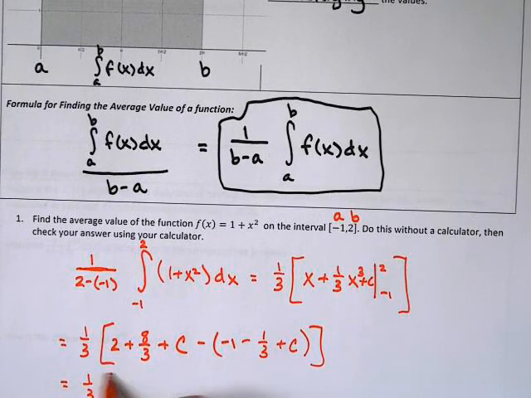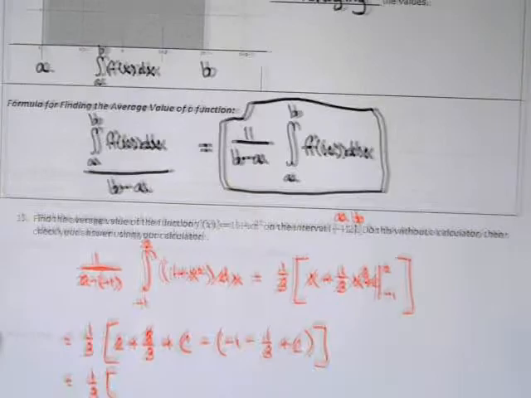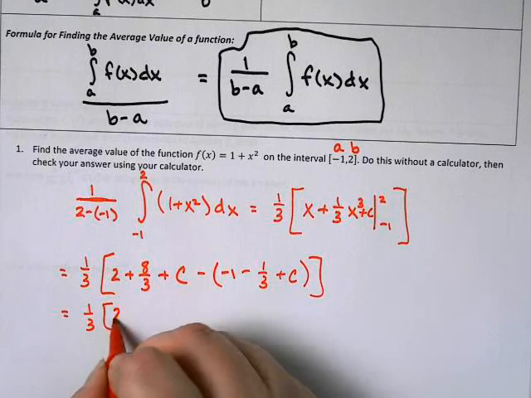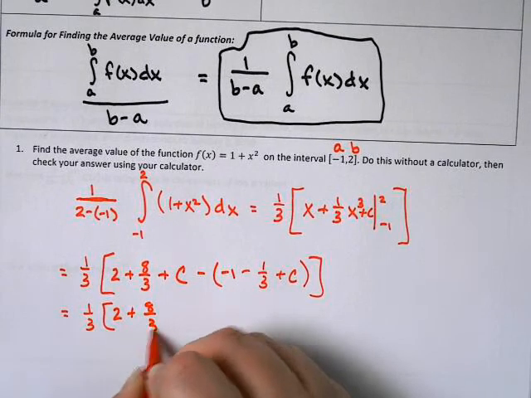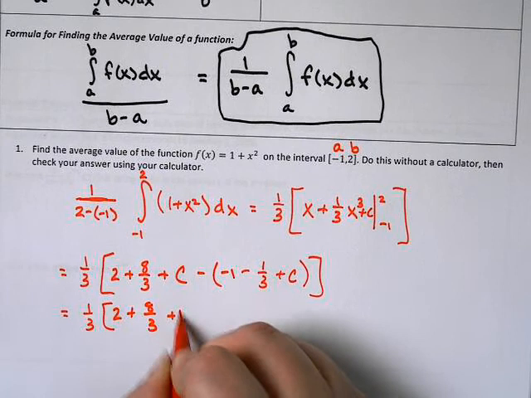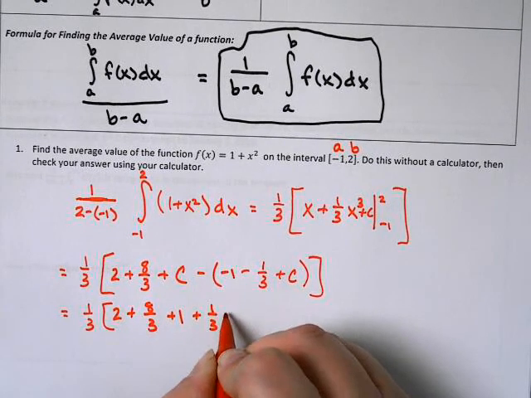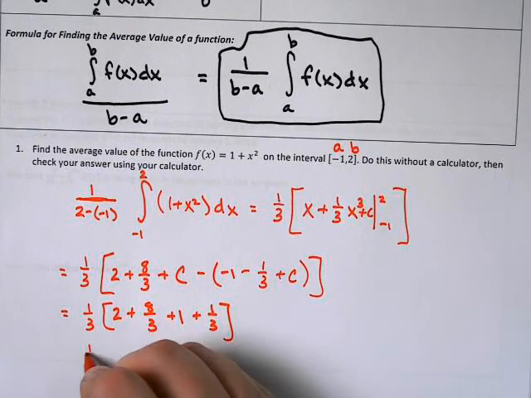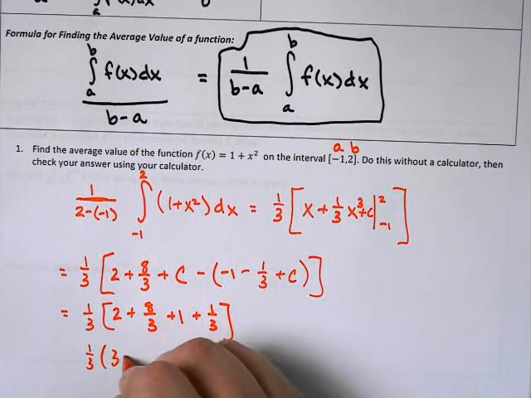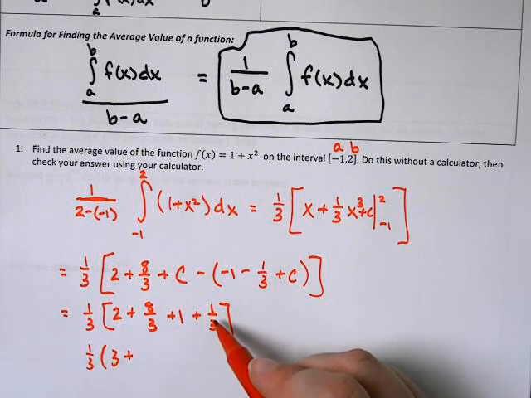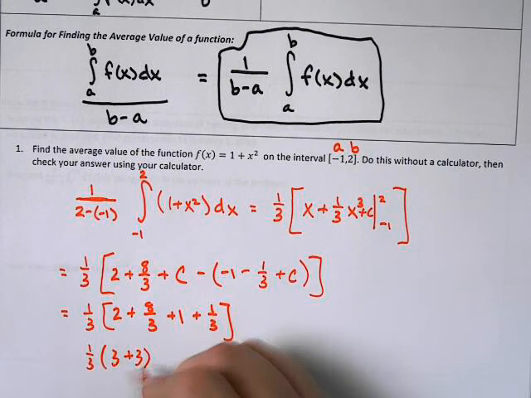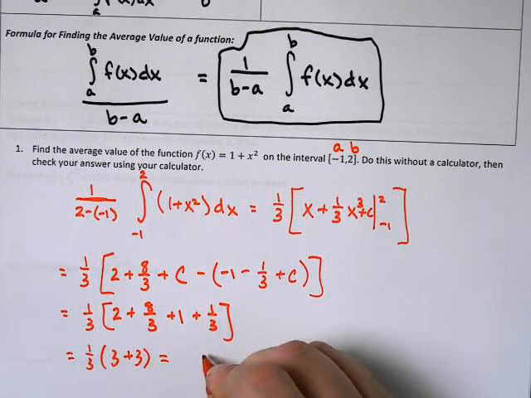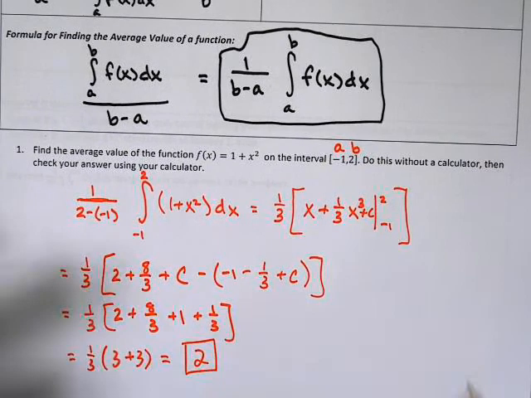So 1/3, and let's see, we know our c's are going to cancel, right? So we have 2 plus 8 thirds, and then this becomes a +1 and a +1/3, and we know the c's are gone. So it's a 3, and we know 8 thirds plus 1/3 is 9 thirds, which is just 3. So we have 1/3 of 6, which is 2. So our average value of this function over the interval -1 to 2 is 2.